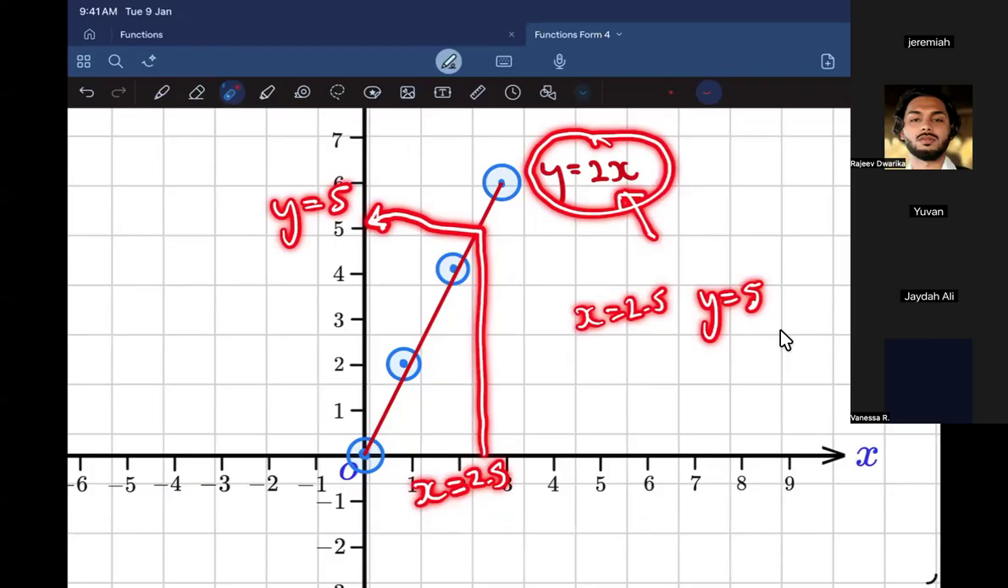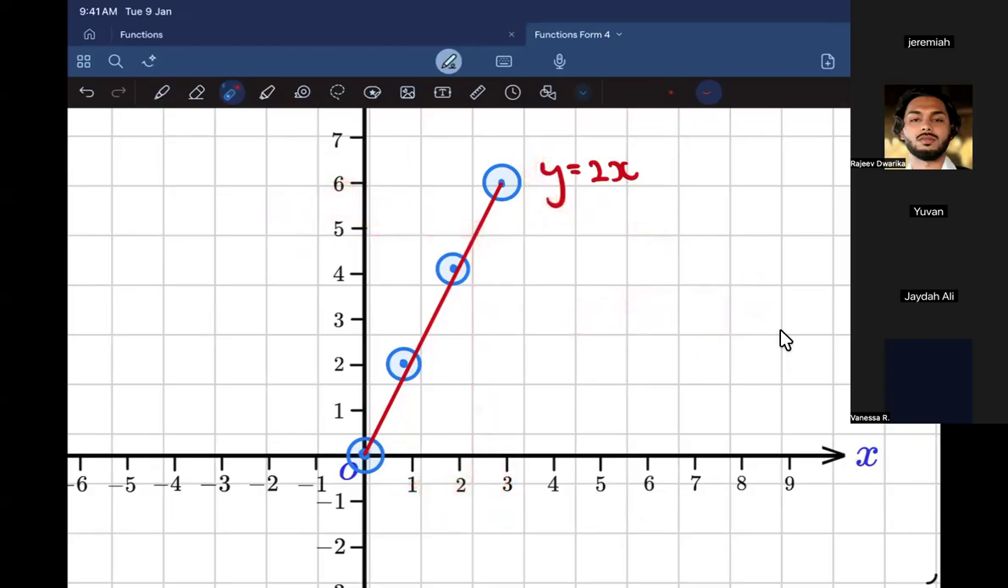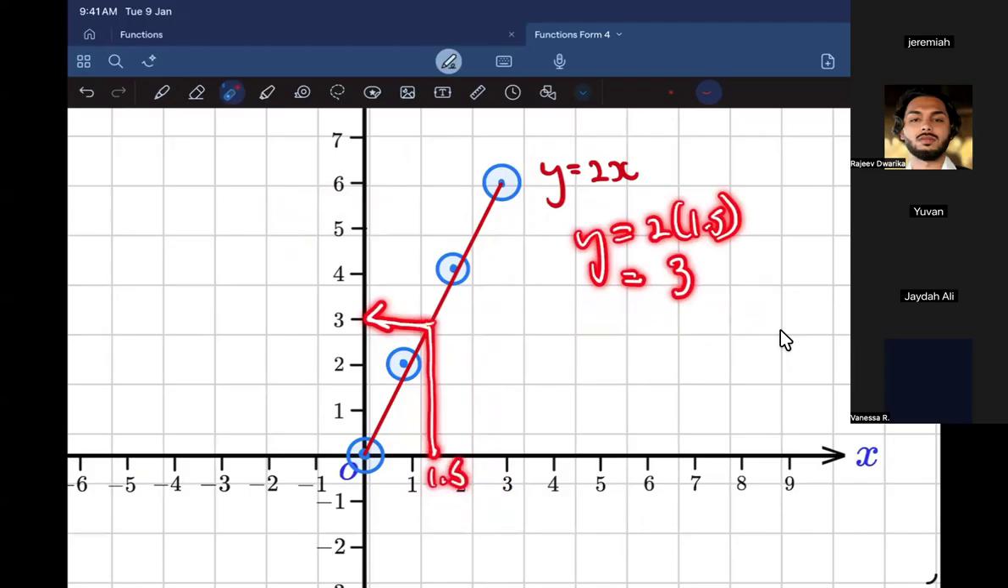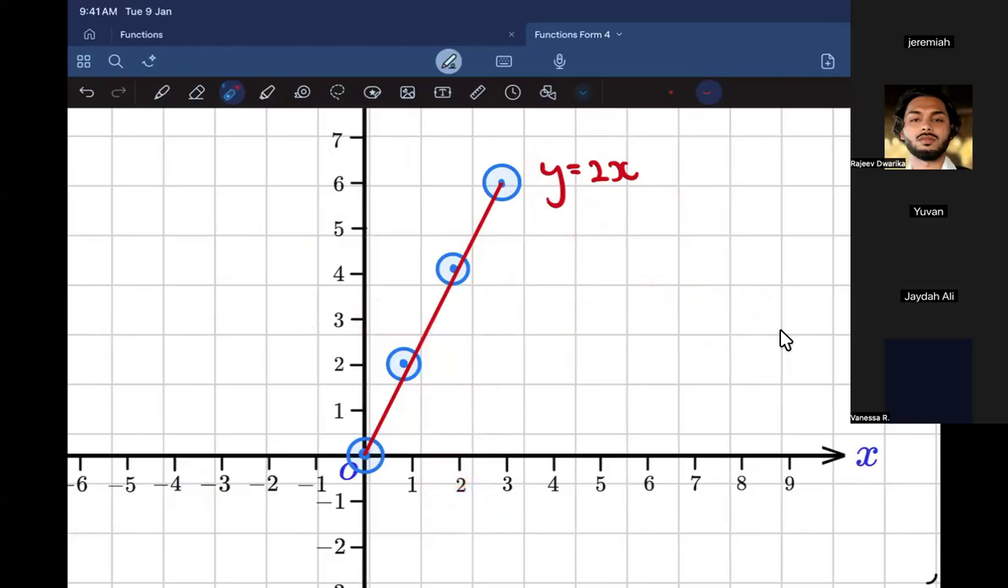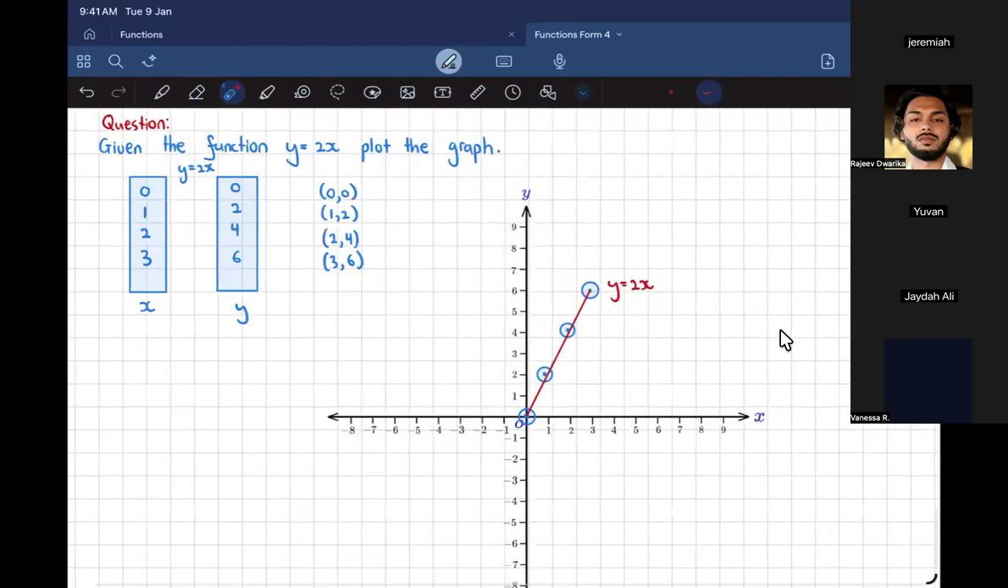5. Yep. And if you try 1.5, let me just say we do this. If you use the function, what is 1.5 times 2? 3. If you read off the graph, we got 1.5, 3. Exactly. So everything is making sense, right?